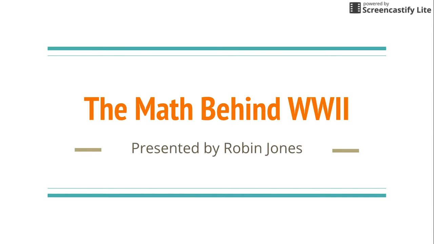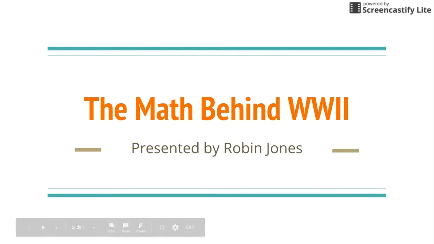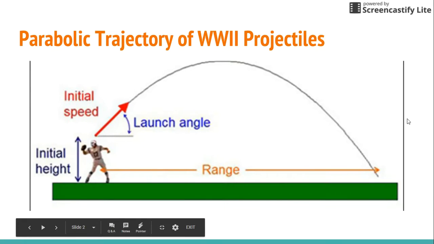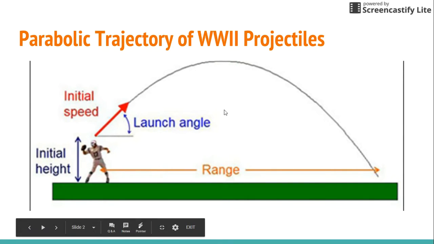Hello and welcome. Today we're going to be learning about some of the math behind World War II. More specifically, the math involved in what we call projectiles. So a projectile is any object that is launched with a certain speed and with a certain angle.